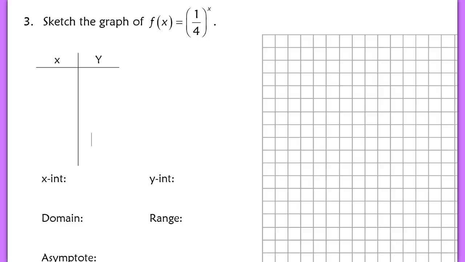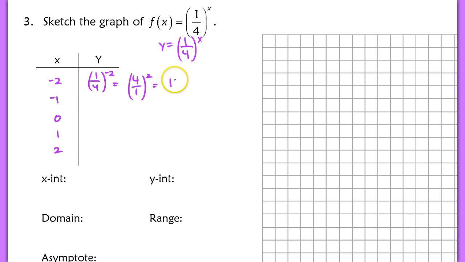Now on the back side we have a different type of function. f of x is the same as y, right? So this is y equals 1/4 to the x power. I'm going to graph using my standard table, -2 to +2. If I plug in -2 here, I get 1/4 to the -2nd power, and I can do one of two things. I can distribute that -2 to both and then move, or I can just take the reciprocal right away to that positive power. So this is 4 squared, 16, over 1 squared, so 1.